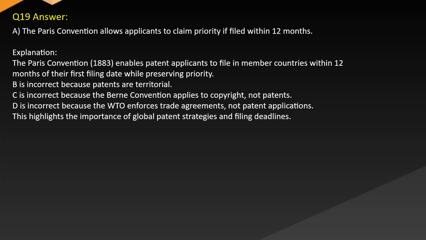Answer: A. The Paris Convention allows applicants to claim priority if filed within 12 months. Explanation: the Paris Convention of 1883 enables patent applicants to file in member countries within 12 months of their first filing date while preserving priority. B is incorrect because patents are territorial. C is incorrect because the Berne Convention applies to copyright, not patents. D is incorrect because the WTO enforces agreements, not patent applications. This highlights the importance of global patent strategies and filing deadlines.